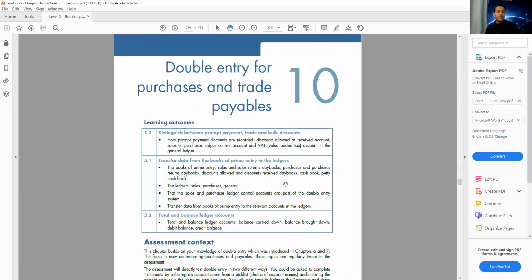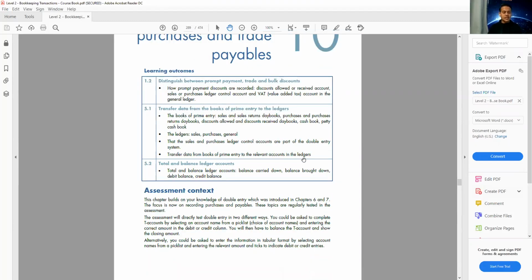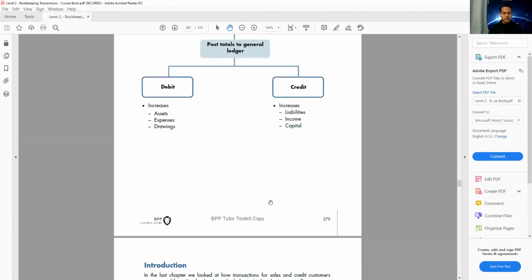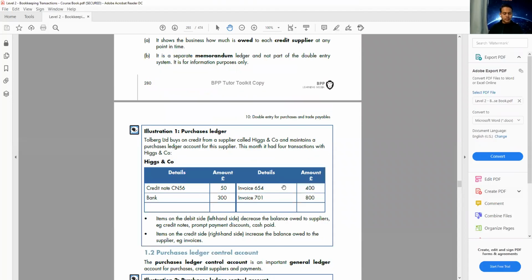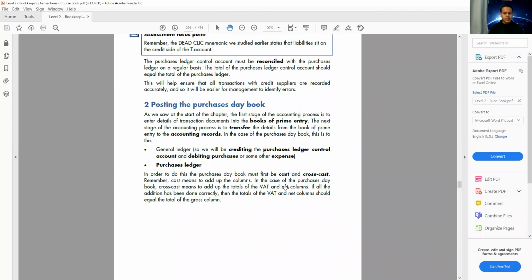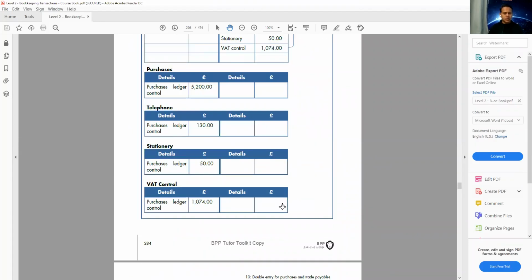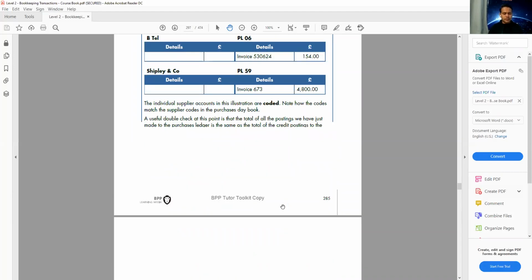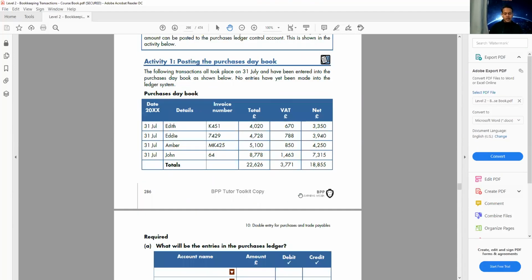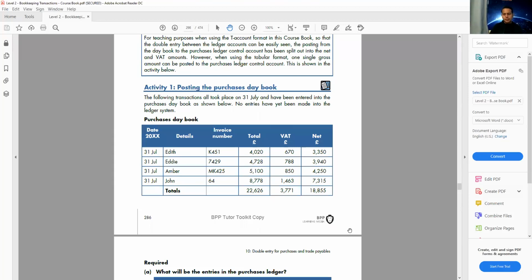Okay, double entry for purchase and trade payable is the opposite of the chapter number 9 we have done. So let's have a look. Some very basic things at the beginning. We already know all of this. We don't have to revise all of this. Let's move on. This time we're talking about the purchase day book. So last time we did posting from the sales day book. This time we talk about the purchase day book.